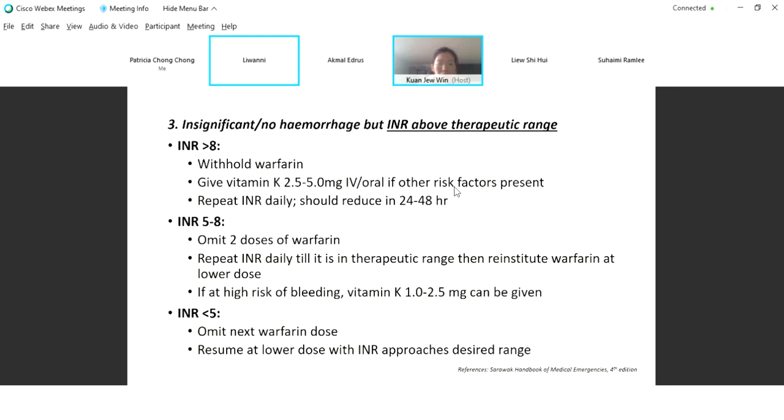Next one is when the INR is between 5 to 8. We have to omit 2 doses of warfarin and repeat INR till it is within the therapeutic range. And then after that, we can restart warfarin at a lower dose. If the patient is at high risk of bleeding, then we can give vitamin K. And then the next one is INR less than 5. We have to omit the next warfarin dose and resume warfarin at a lower dose as the INR approaches the desired range.